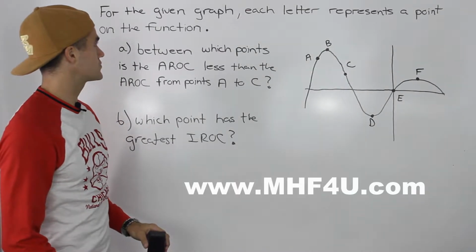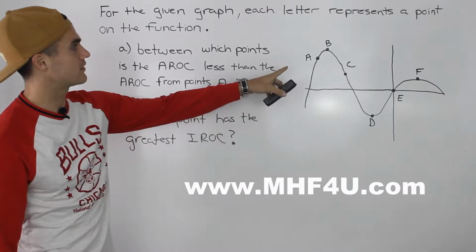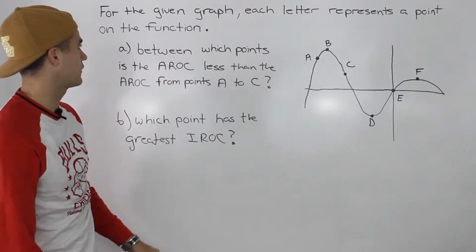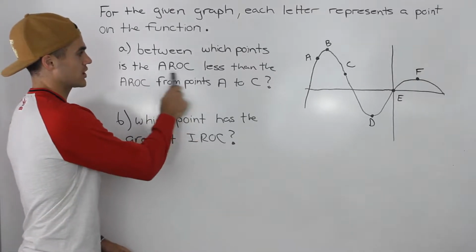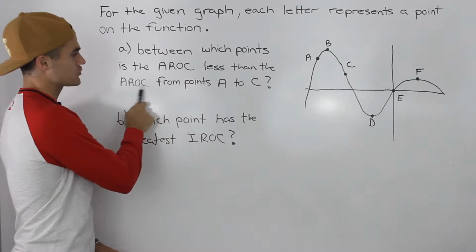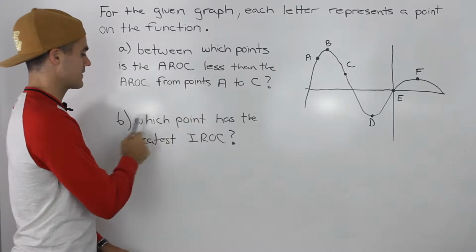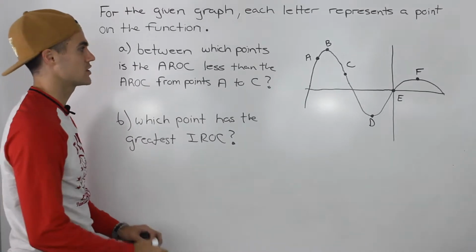We are moving on to another question. So this given graph, each letter on the graph represents a point on the function. Between which points is the average rate of change, which I represented by this, less than the average rate of change from points A to C? And then part B, which point has the greatest instantaneous rate of change?